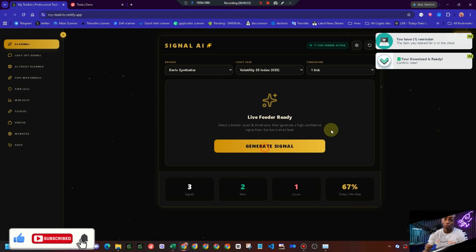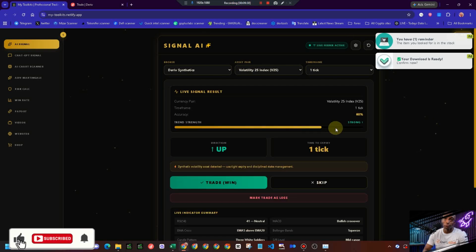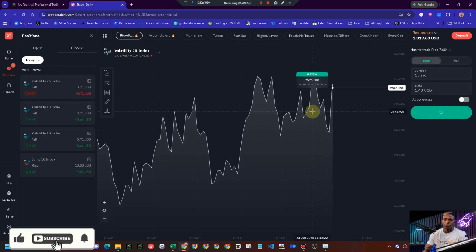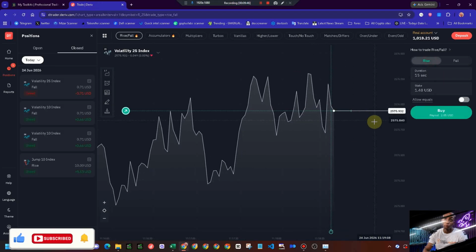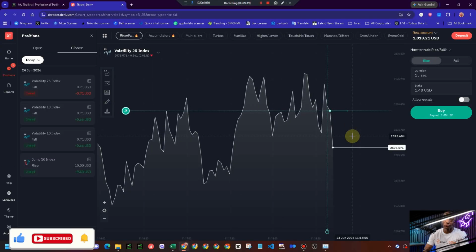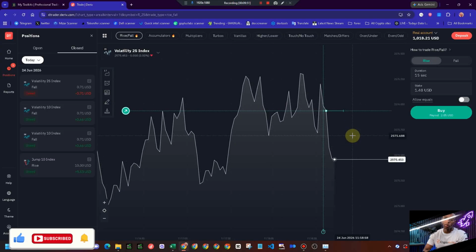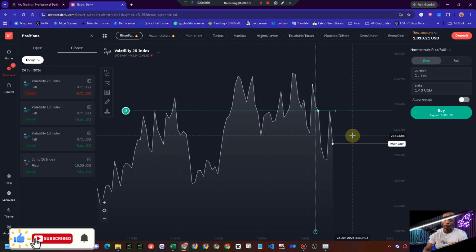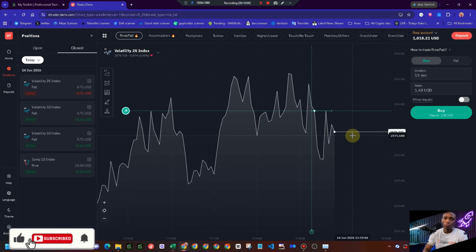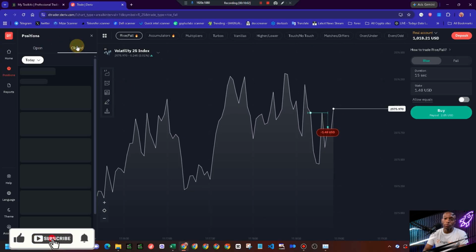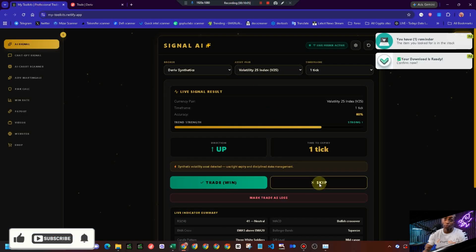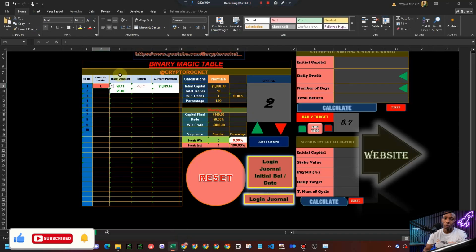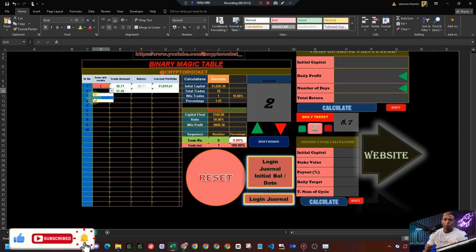So let's generate. Let's see what's going to be up. So we'll go to rise and buy. So let's see what it's going to give us. Let's see if this one is going to be a winning or a losing trade. Okay, we lost this trade too. We lost it, so we lost the trade, and here we lost this one again.